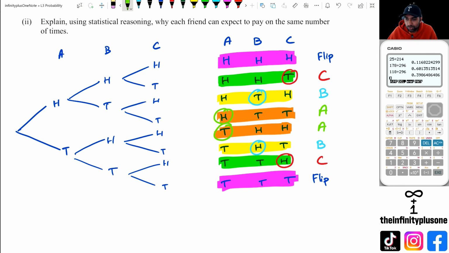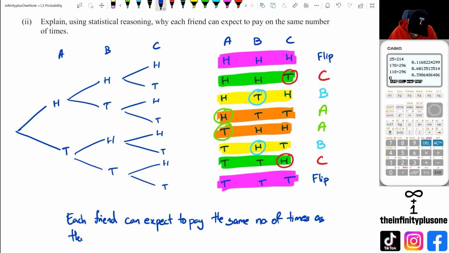They all have 2 out of 8 outcomes that's possible. So what we're going to do is we can say each friend can expect to pay the same number of times, as they all have 2 outcomes. Cool. Grades wise, achieved is for the table or something that you do here, and then merit is the write-up.